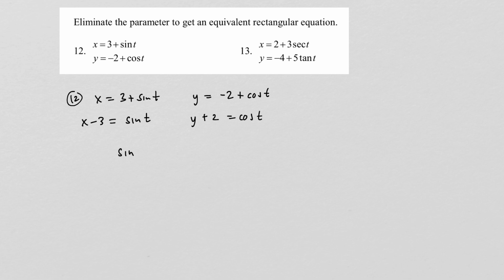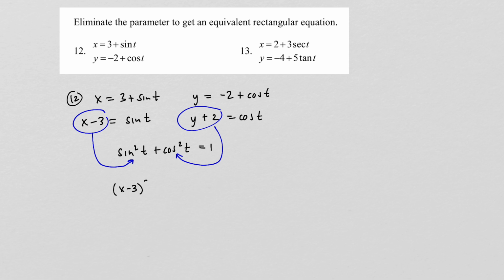Now, we know that sine squared of t plus cosine squared of t is always equal to 1. So all I have to do is take x minus 3 and substitute that for sine, and y plus 2 and substitute that for cosine. If I do that, I get (x minus 3) squared plus (y plus 2) squared is equal to 1. And this is the corresponding rectangular equation.